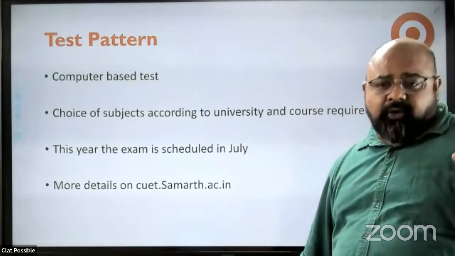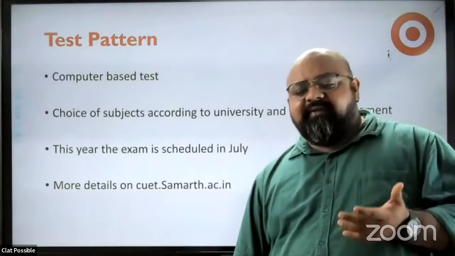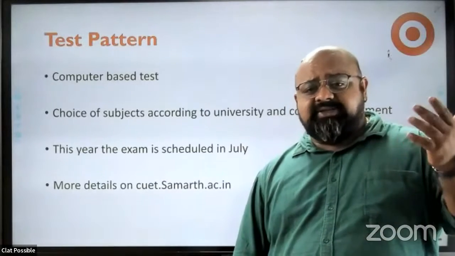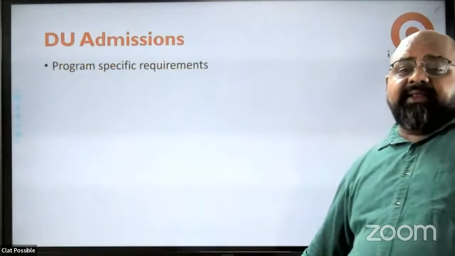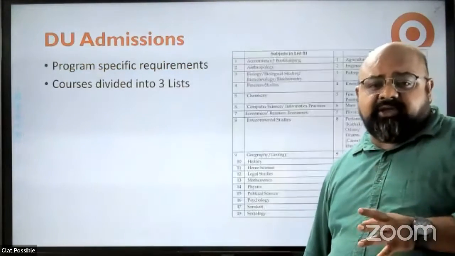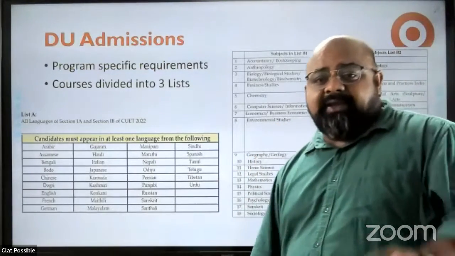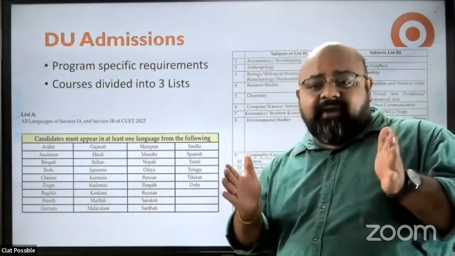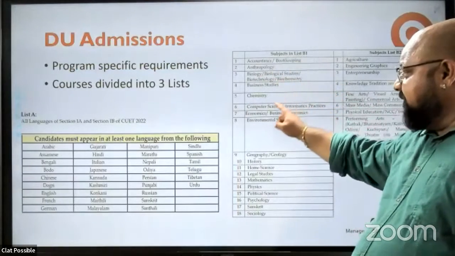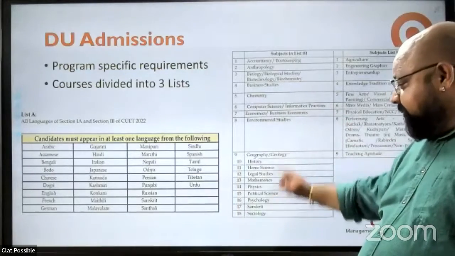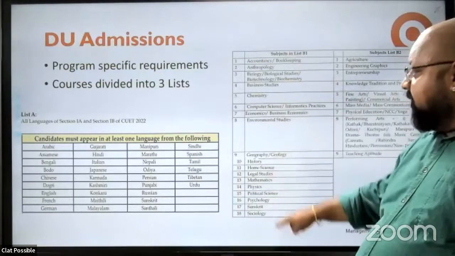Now, what is DU looking at? DU has come out with an 81-page information brochure bulletin where they have specified the course-wise requirements of subjects and the combinations that you can take to apply for a program. DU has divided the subjects into 3 parts. List A is all the languages, as you can see on the screen. You can choose any one of these languages. The domain-specific 27 subjects have been divided into 2 separate lists. List B1 has subjects like accountancy, anthropology, biology, business studies, chemistry, computer science. So your main subjects, economics, accountancy, anthropology, political science, history, etc., become part of B1.